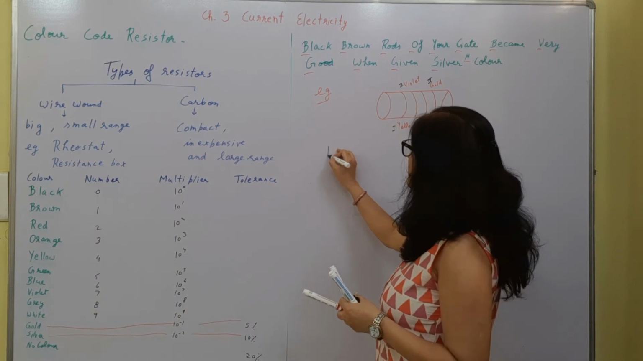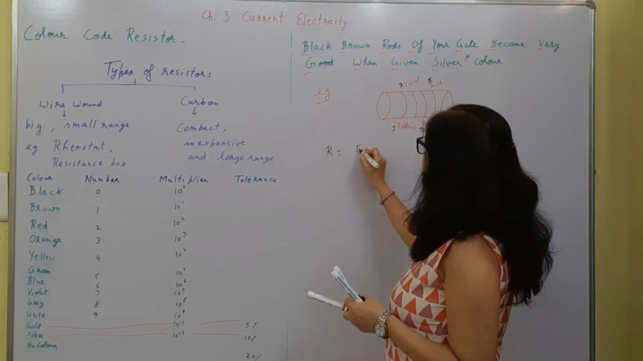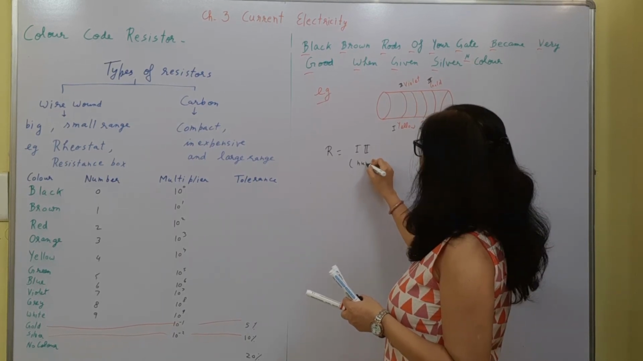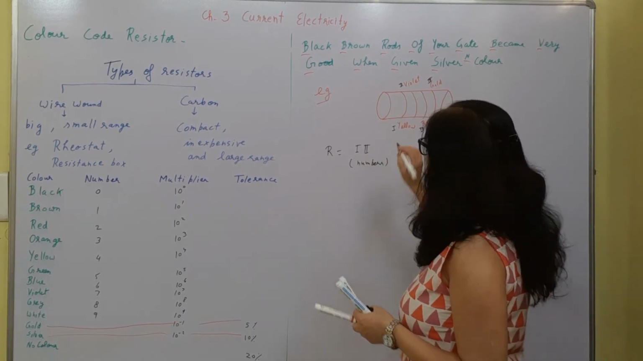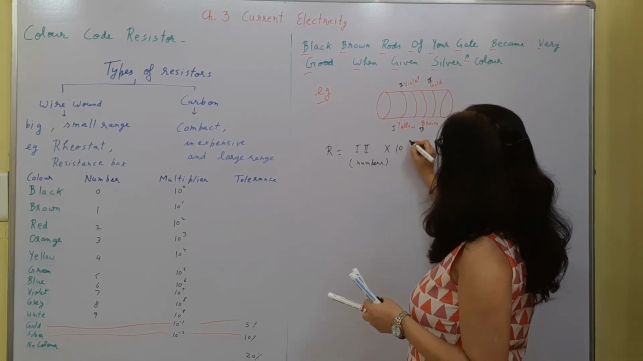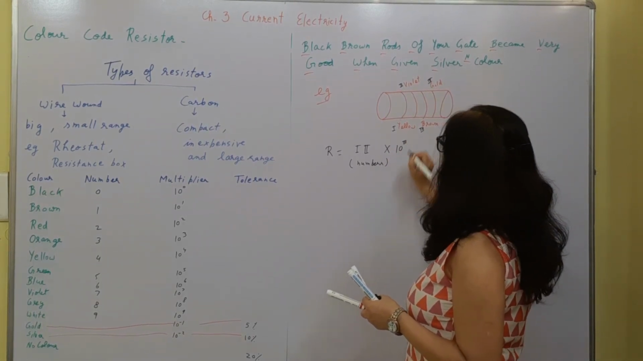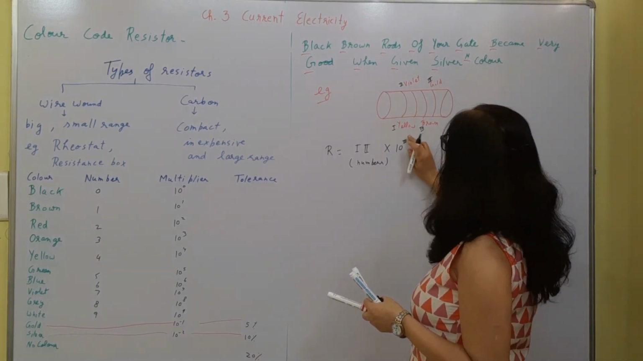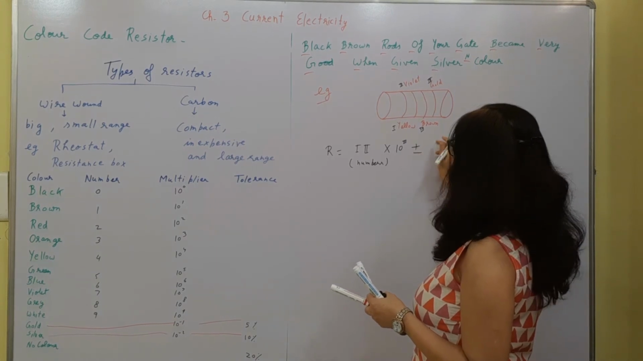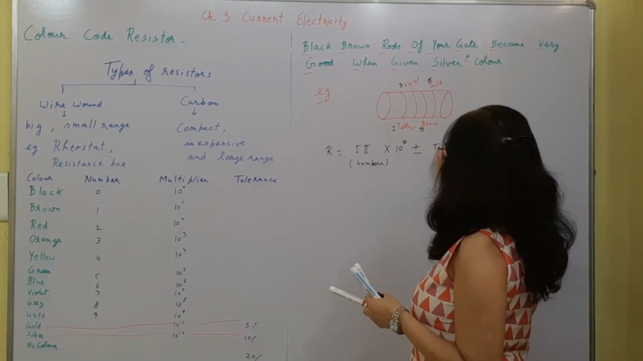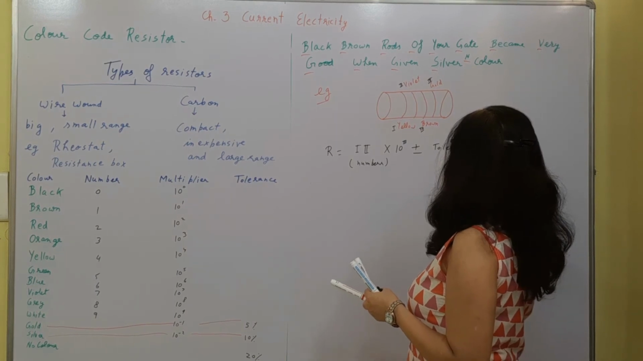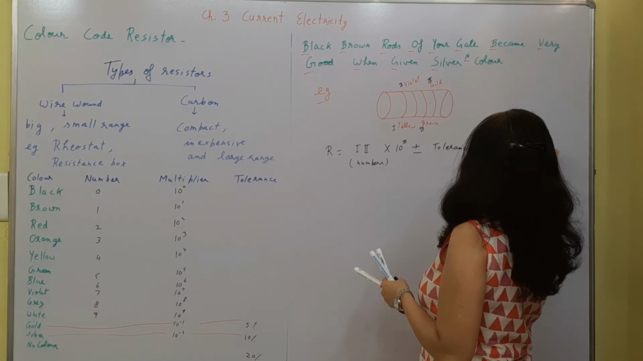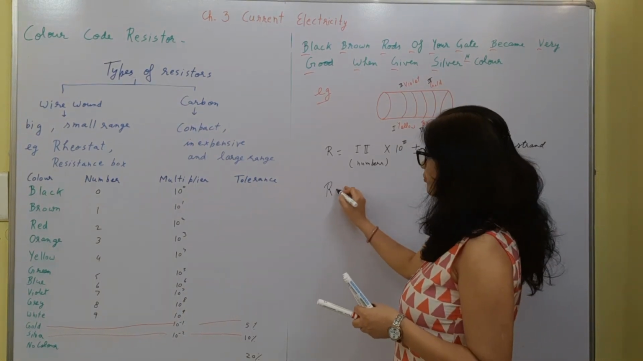So for finding the resistance, how do we write? The first number, then the second number, multiplied by 10 to the power of the third color, plus minus tolerance for the fourth strand. Let's see how we write it.